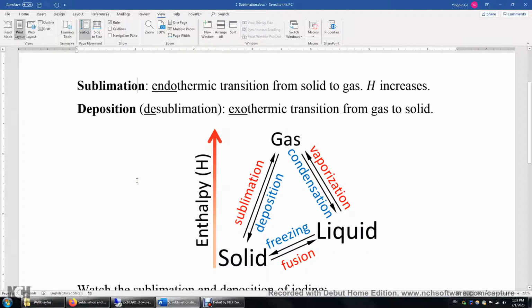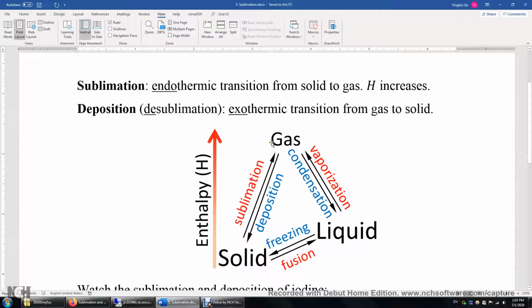So now let's look at the diagram of the three phases: gas, liquid, and solid. Solid has the lowest enthalpy. Gas has the highest enthalpy. Liquid is in between. Again, from solid to gas, enthalpy increases. From gas to solid, enthalpy decreases.